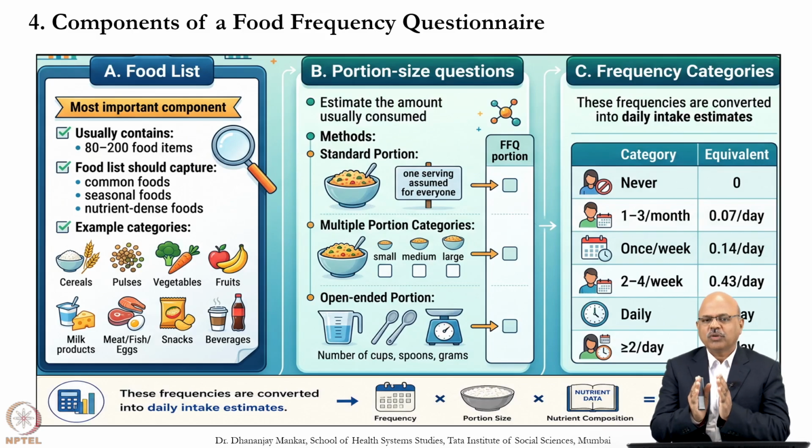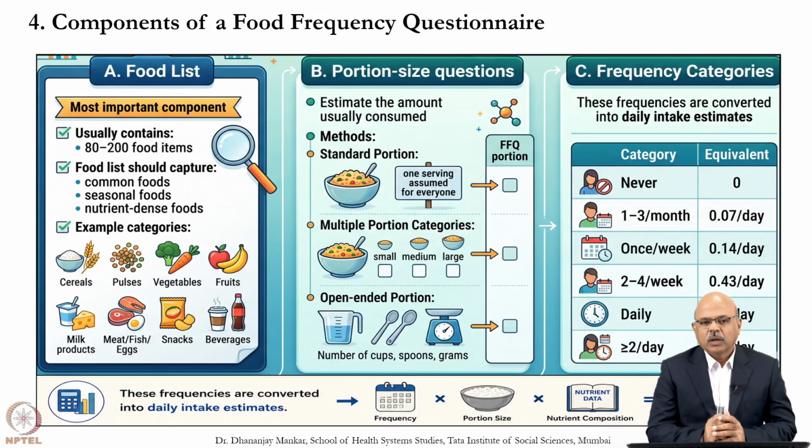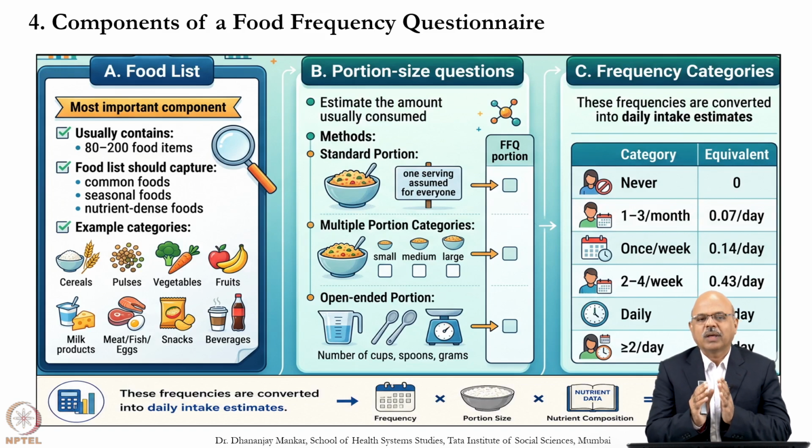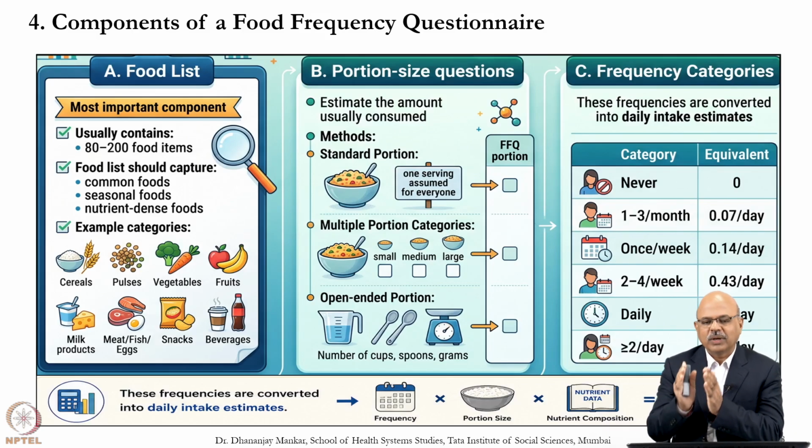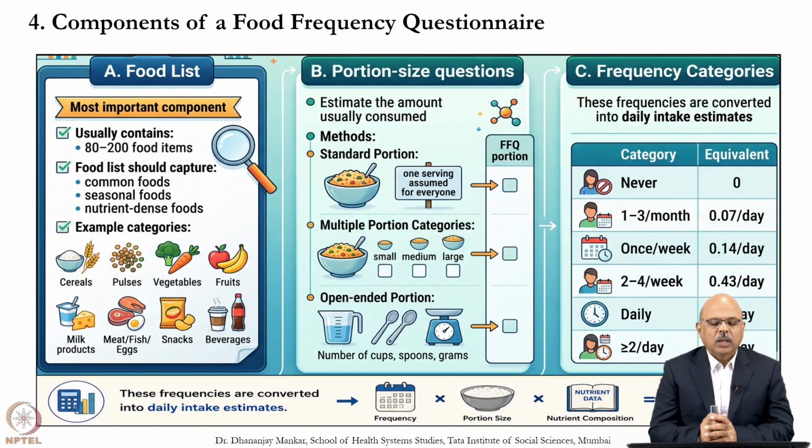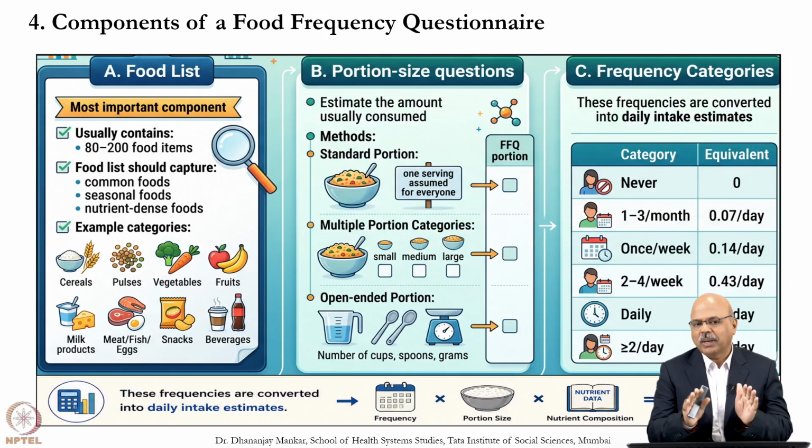In terms of proportion size for the FFQ, you can estimate the amount usually in terms of the consumption. For the method, a standard proportion is one serving assumed for everyone, which many times the Indian family follows, where in the FFQ the proportion is given in the questionnaire. Multiple portion categories, you may say small, medium, large, too large and all that, are used.